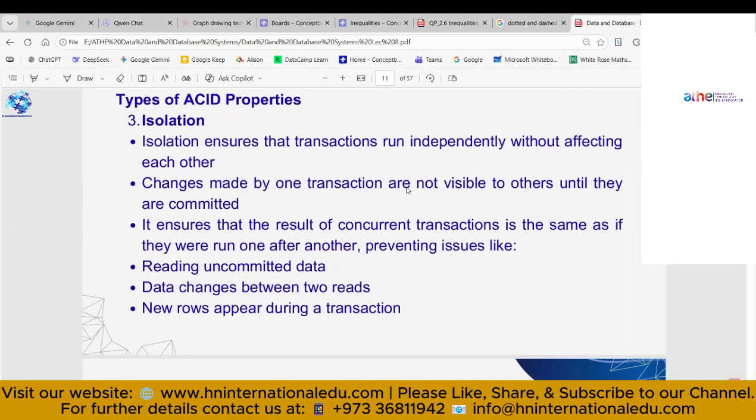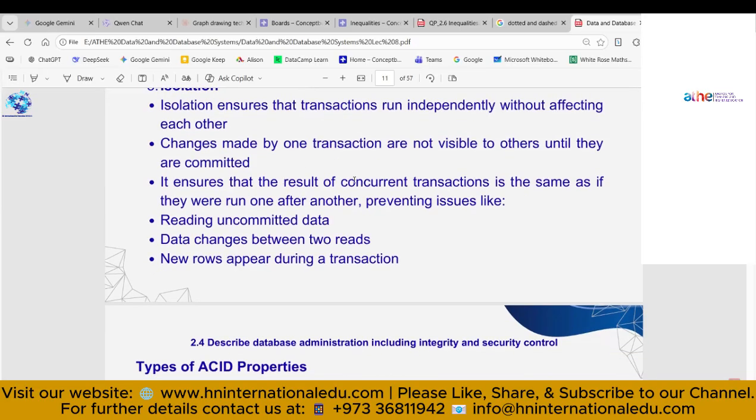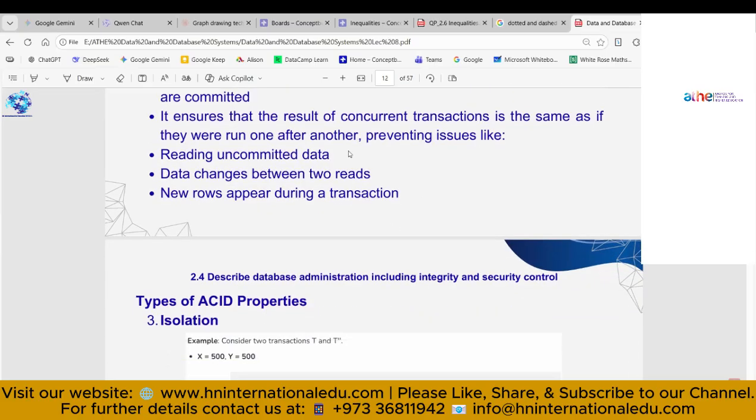Next we have isolation. Isolation basically ensures that transactions run independently without affecting each other. Like all of the transactions which are happening in the database, they are not dependent on each other. They run independently. So changes made by one transaction are not visible to others or do not affect others until they are committed. It ensures that the result of concurrent transactions is the same as if they were run one after another, and this prevents issues like reading uncommitted data, or between two reads, new rows appearing during a transaction.